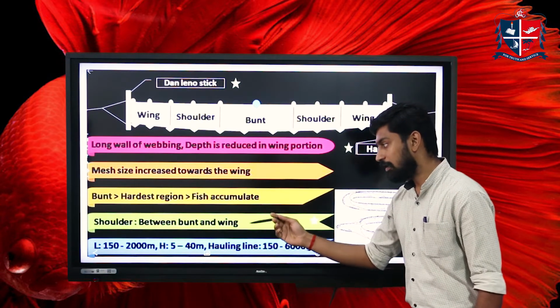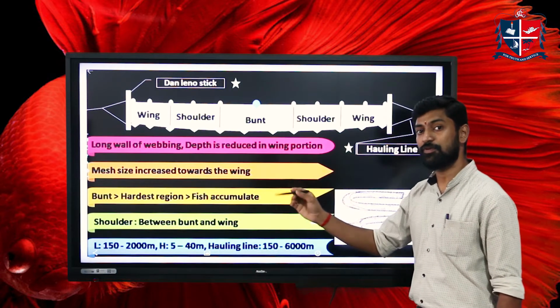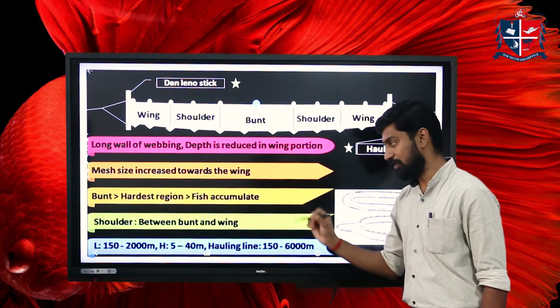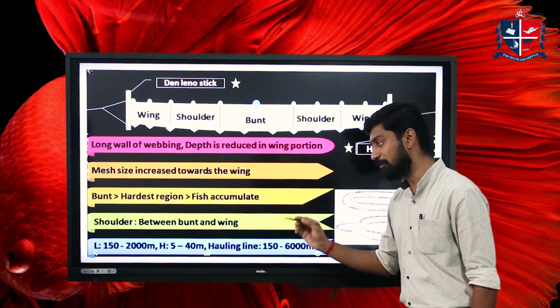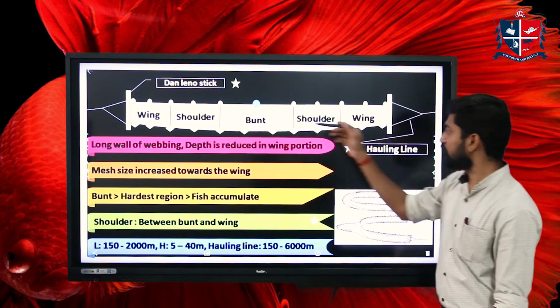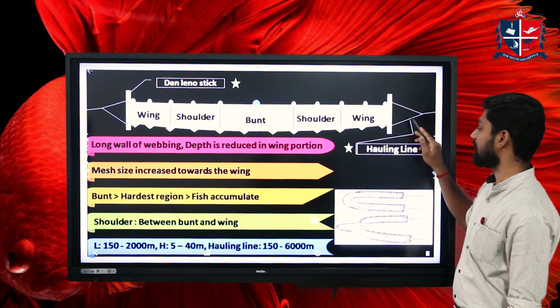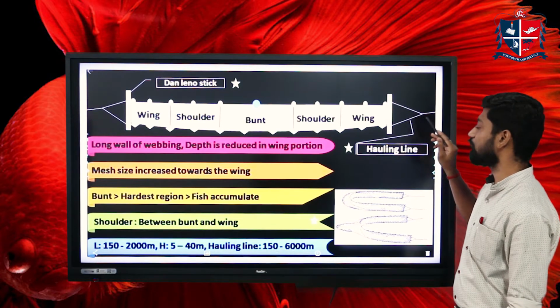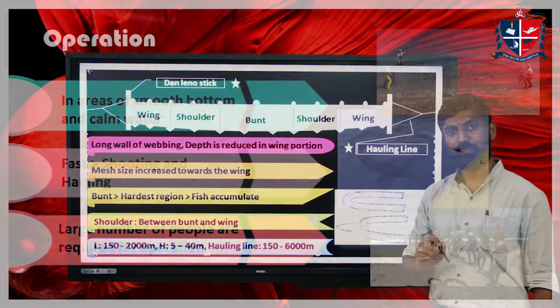The length varies from 150 to 2000 meters, and the height varies from 5 to 40 meters. This is the height and this is the length. And the hauling line varies from 150 to 6000 meters in length.